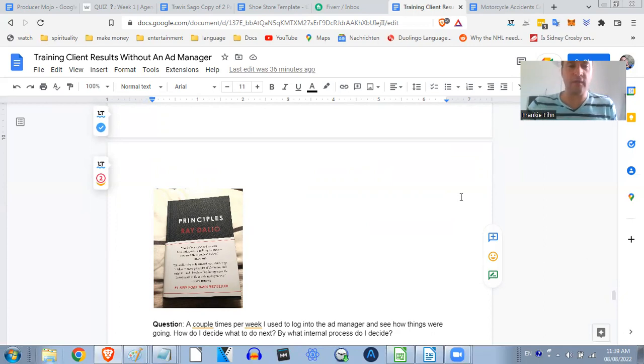And so I started thinking about this, and the question I was asking myself is, a couple times a week, I used to log into the ad manager and see how things are going. I would literally just log in, check client accounts, and look at stats. And based on those stats, I would make decisions, right? You guys are probably doing something similar, I would imagine. And I would say to myself, how do I decide what to do next? There's a decision here, right? And by what process am I deciding? And this took some practice, by the way.